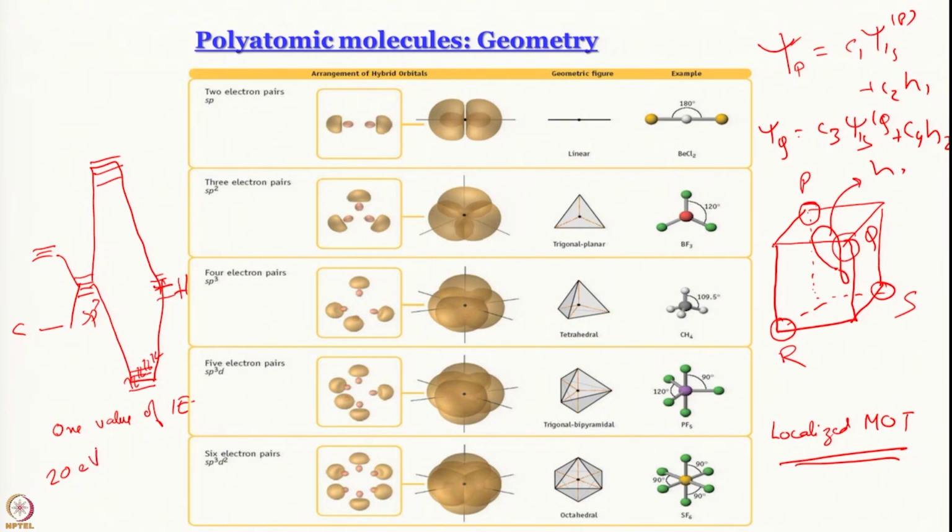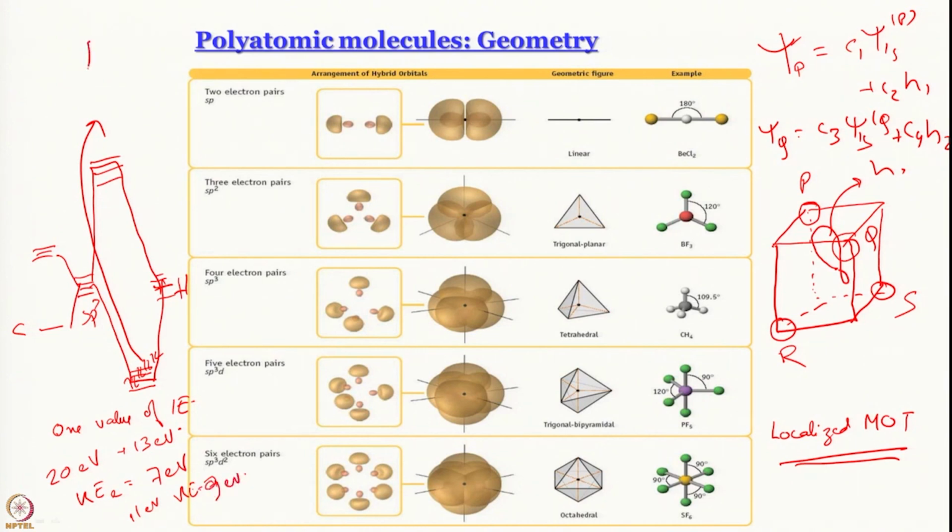And let us say the ionization energy of the orbital from which this electron is removed is 13 electron volt. So, the kinetic energy of the electron is going to be 7 electron volt, 20 minus 13, simple. Let us say there is some other energy level at 11 electron volt, then the kinetic energy will be 20 minus 11, 9 electron volt.